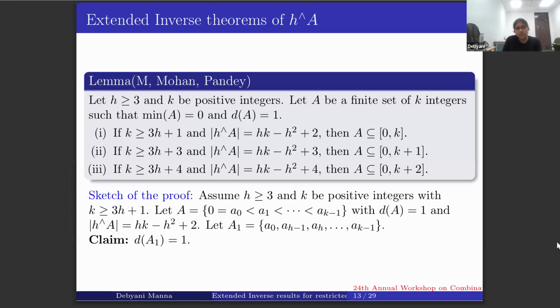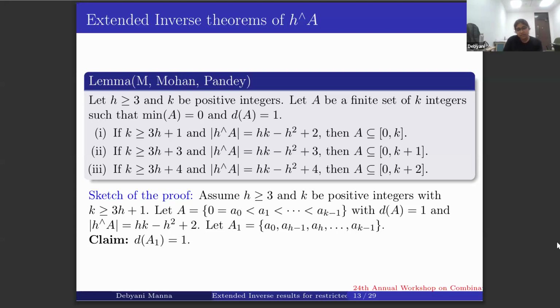In our recent work, we have proved that for h greater than or equal to 3 and k a positive integer, let A be a finite set of k integers such that the minimum of A is equal to 0 and the GCD of the elements of A is equal to 1. If k is greater than or equal to 3h + 1 and the cardinality of h^A is equal to hk - h^2 + 2, then A is a subset of [0, k].